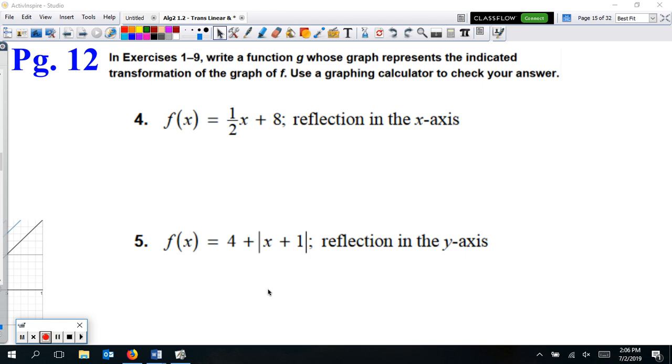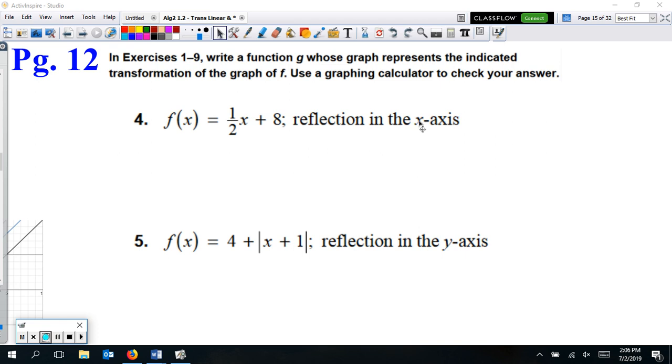Okay, so on page 12, we're just continuing on now with 4 and 5. Our function on number 4 is a linear function. Our slope is 1/2, our y-intercept is 8, so it'd be a straight line. We want to perform a reflection in the x-axis. What would the equation be if it was going to have a reflection in the x-axis?